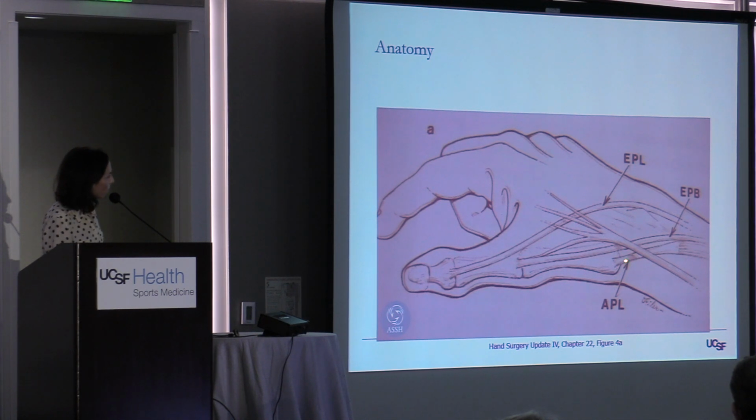So here's the CMC joint. This is where de Quervain's is up here. And then here's that radial sensory nerve, right? And it's always there. In surgery, it's always there. You see at least one branch, if not 2.